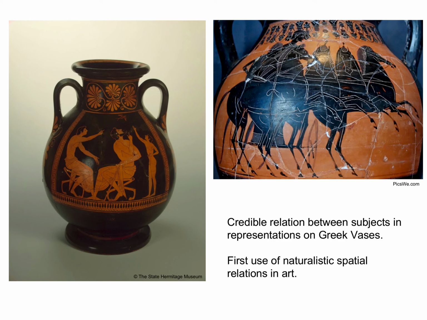So the credible relation between subjects in representations on Greek vases is the first use of naturalistic spatial relations in art. And this precedence is notable, and it has led to the development of further forms of representation in art, in painting, in sculpture, and in our times in photography and digital technology. But this precedence is overlooked, and that is what I want to correct today.